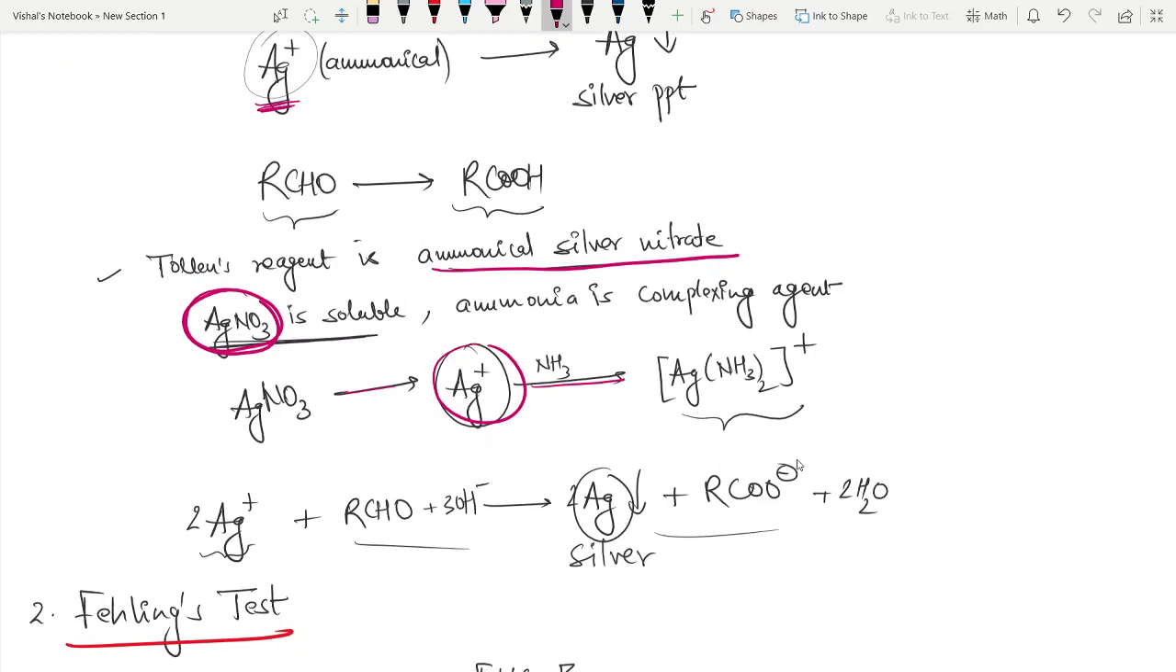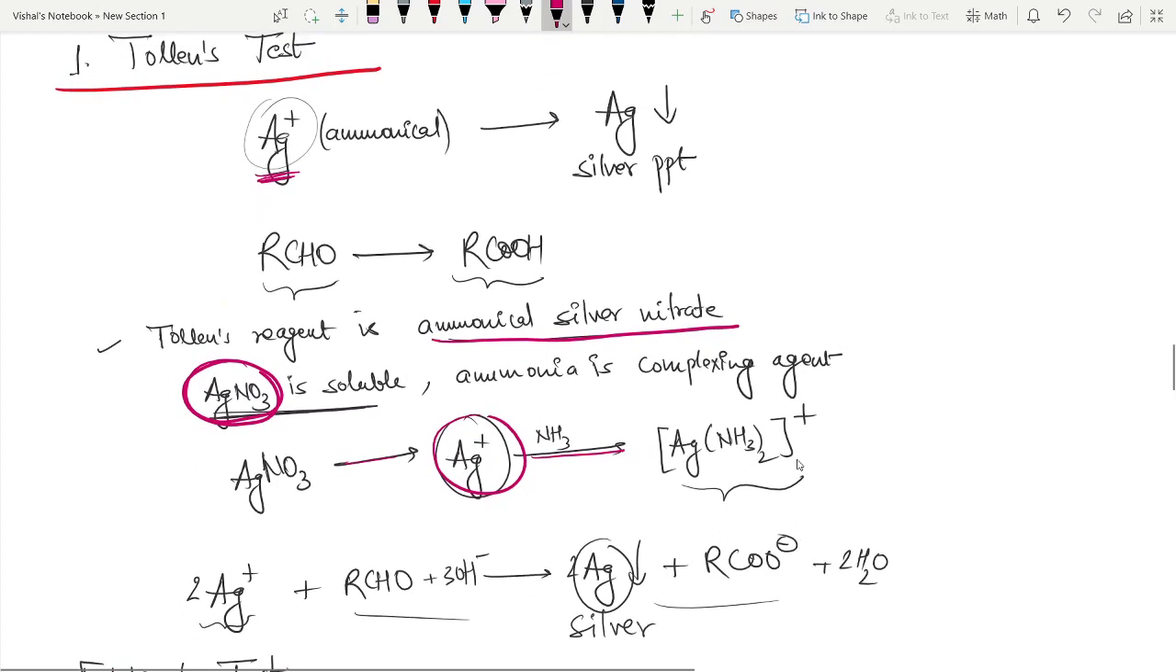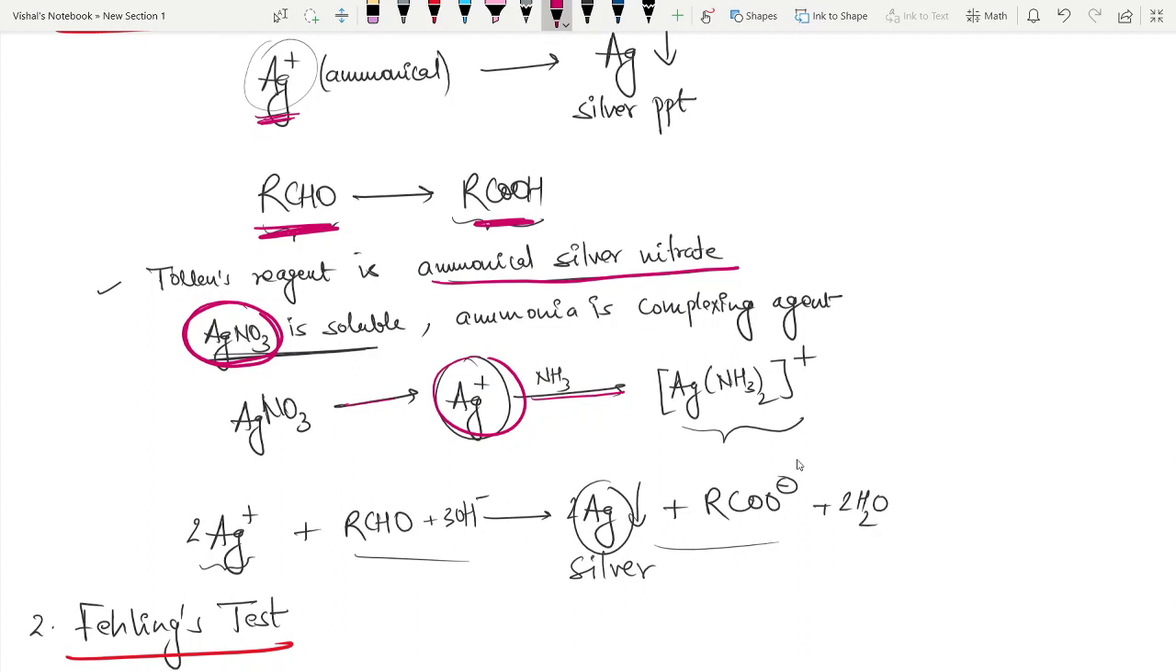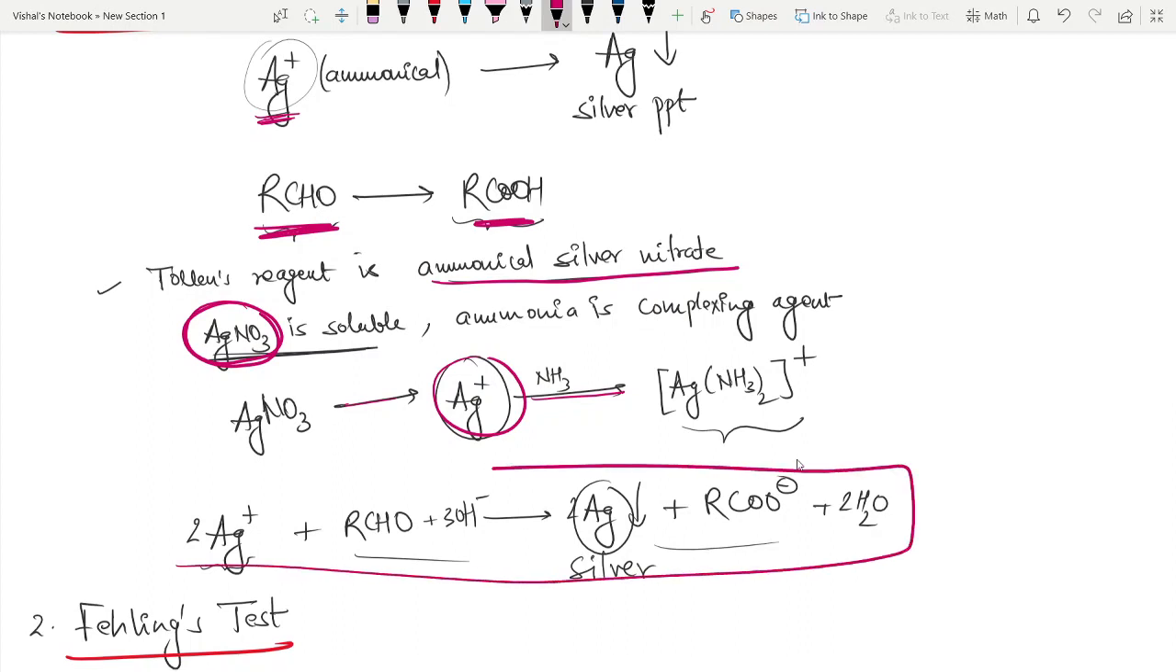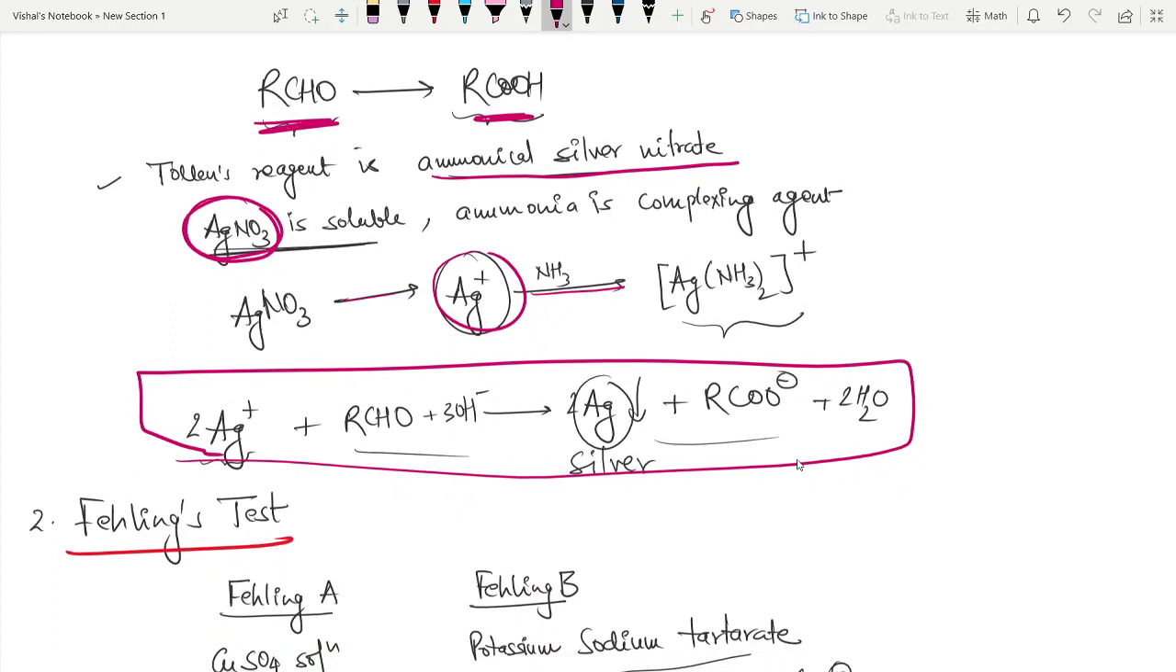in the solution. And what happens is that the Ag+, which is in a complex form, will get reduced to Ag and give a silver precipitate, while the aldehyde group will get oxidized to this. So you can write a complete balanced equation for this, but that's not the purpose of the video. The medium is basic and then you can balance this. But yes, Tollen's test can be used to check whether a sugar is reducing or not.